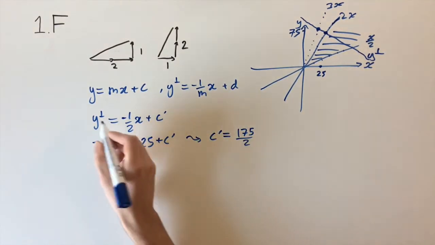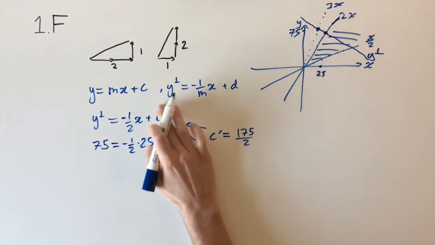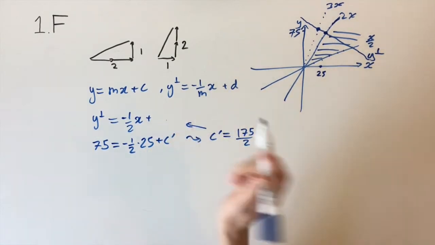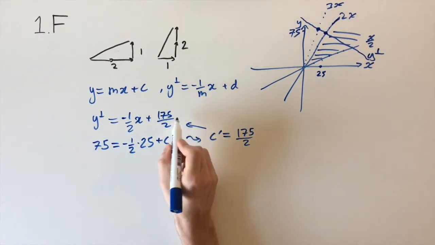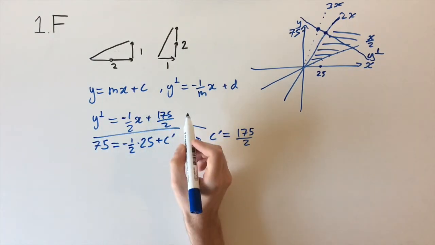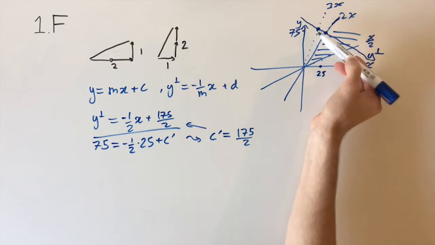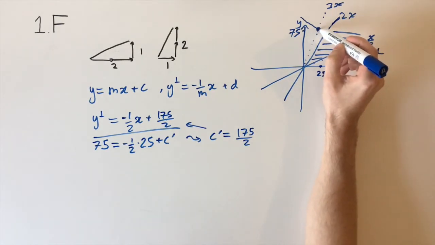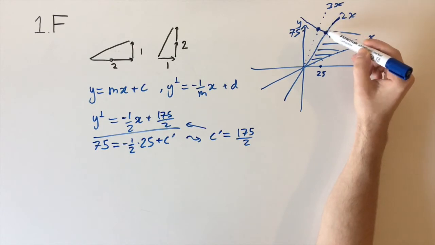So that tells us that the equation of our line is actually, if I just go up here and rub this out, the equation of the line is this one right here. So minus a half x plus 175 over 2. So this is the equation of this perpendicular line that goes through this coordinate that we're trying to reach. And now, as I was saying earlier, we want to find the point that's closest to this point.